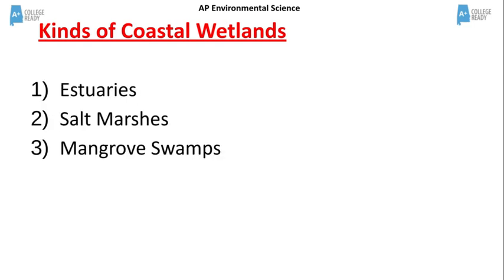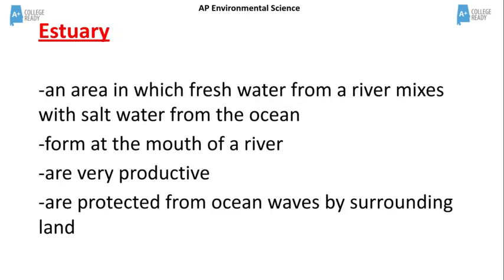Three kinds of coastal wetlands are estuaries, salt marshes, and mangrove swamps. An estuary is an area in which fresh water from a river mixes with salt water from the ocean. They form at the mouth of a river. They are very productive and are protected from ocean waves by the surrounding land.